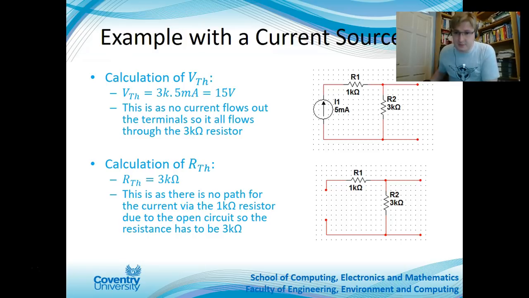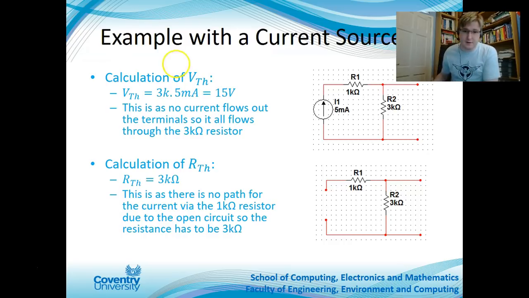Okay, so we still want to find the open terminal voltage here, but since there's nothing here, the current's just going to flow around and around like that. All the 5 amps is going to flow through the 3K, so you can just use Ohm's law. V equals IR, so 3K multiplied by 5 milliamps gives you 15 volts. That's our Thevenin voltage for this one.